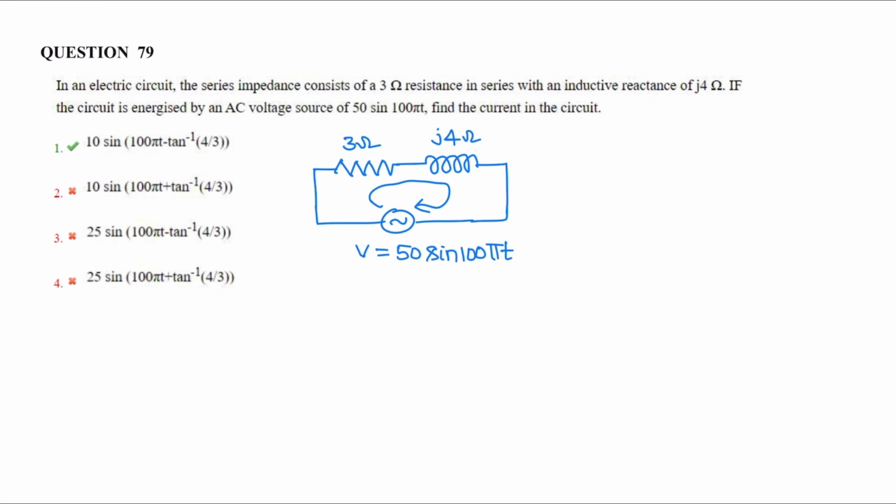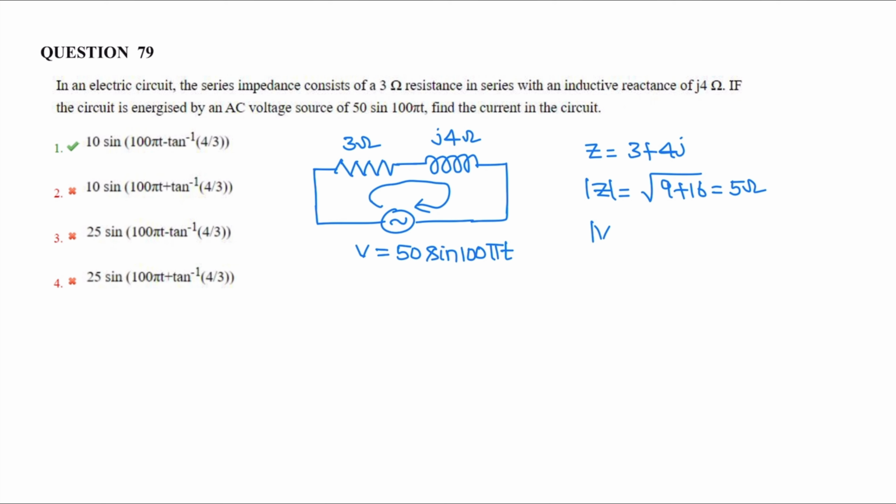Next question. In an electric circuit, series impedance consists of 3 ohm resistance in series with inductive reactance of j4 ohms. If the circuit is energized by an AC voltage source of 50 sin 100 pi t, then what is the current in the circuit? So here the impedance Z is 3 plus 4j. So magnitude of impedance is square root of 3 square plus 4 square. So that is 5 ohms.